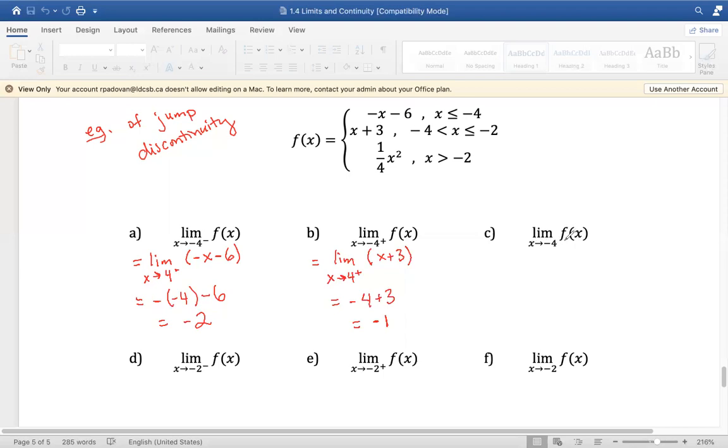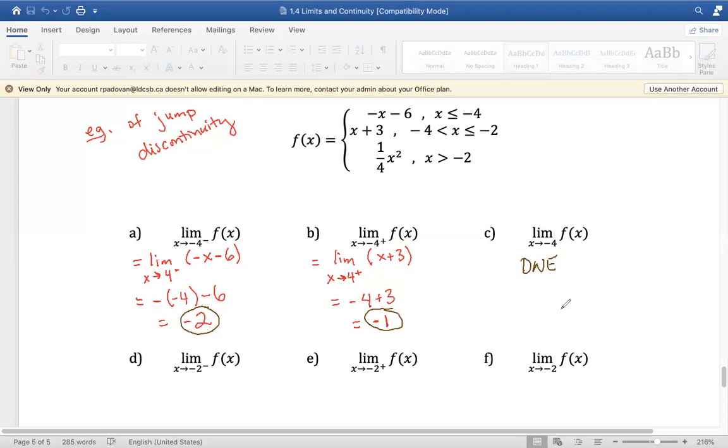Not from the left, not from the right, but remember, for the limit to exist, these values need to be the same. Approaching from the left and the right, I need to be narrowing in on the same y value, and I'm not here. So in this case, the limit does not exist. The overall limit does not exist, which means that this graph has a jump discontinuity, just like here, jump discontinuity.